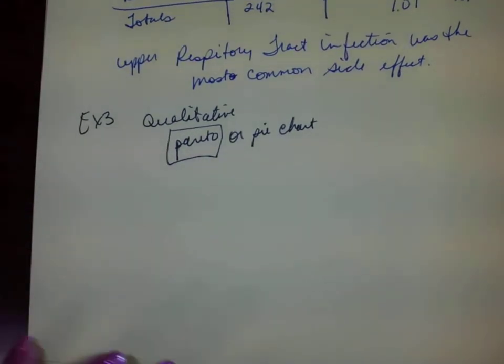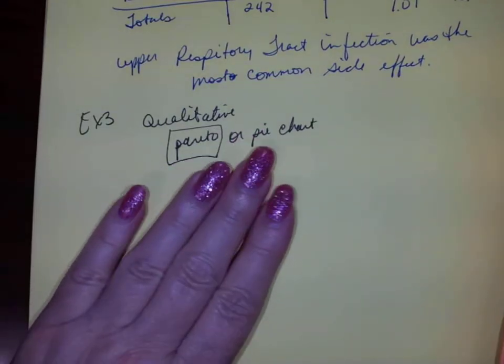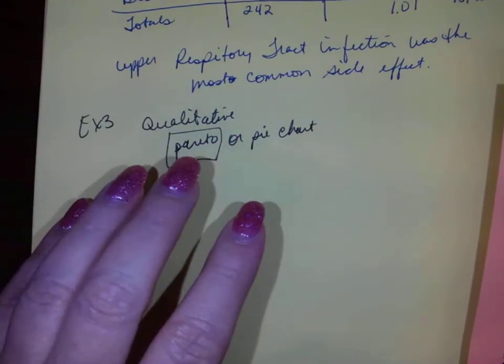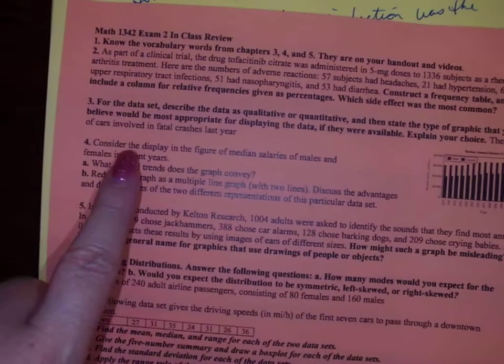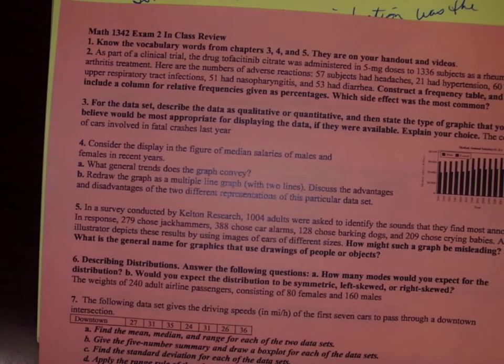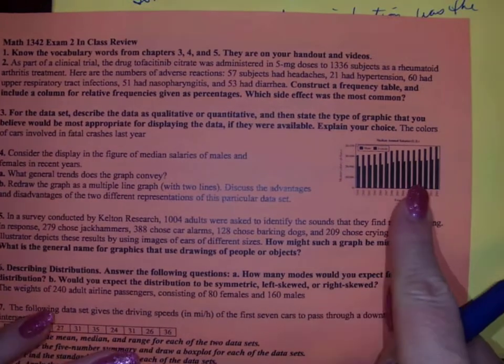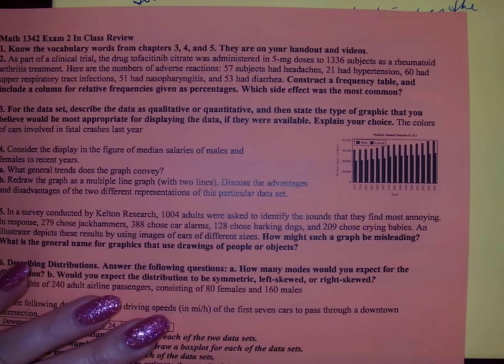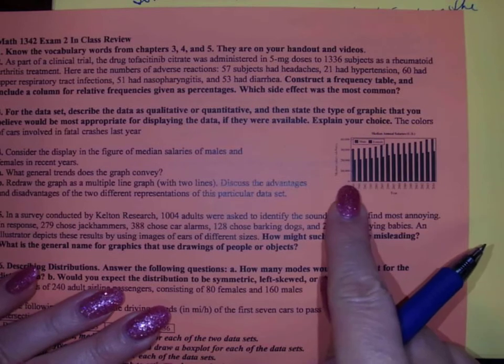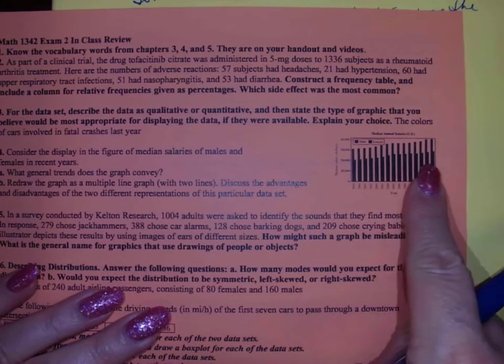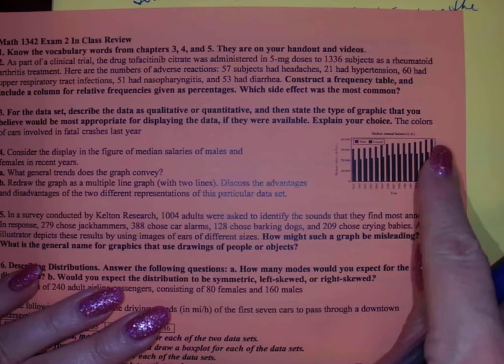All right. Example 4, this is where you got to know all that information about the words and the different types of graphs we have. So it says, consider the display in the figure of median salaries of males and females in recent years. What general trends does the graph convey? And then redraw the graph as a multiple line chart with 2 lines. Discuss the advantages and disadvantages of the 2 different representations of the particular data set. All right, so it is a small graph, and unfortunately I do not have that one blown up, but it's okay. So we've got male and female. The female are the shorter bars, and the male are the larger bars.